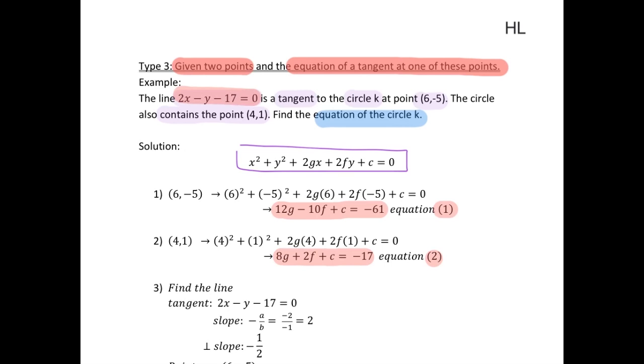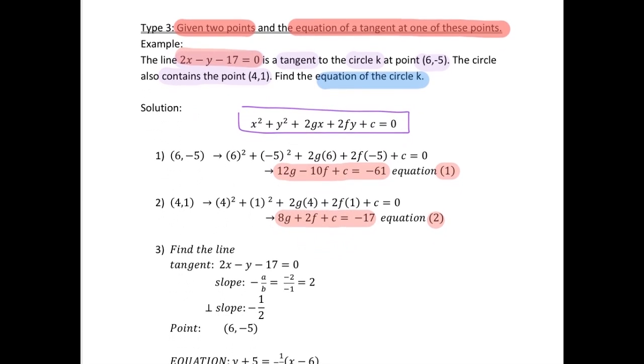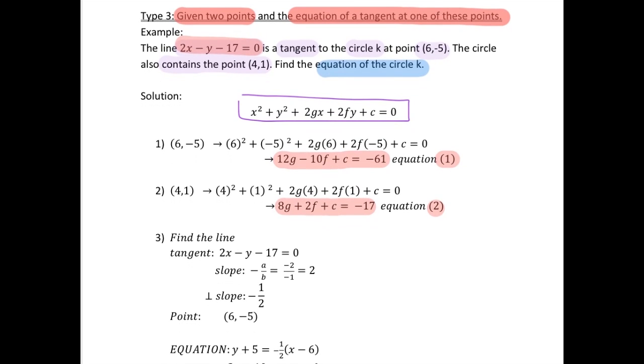So what we're going to do is, first of all, find the slope of the tangent line. Here I've rewritten the equation of our tangent line, and to get the slope we recall that the formula is minus a over b. When we do that, we find that our a is 2, our b is minus 1, so our slope is going to be 2. And if we get the perpendicular slope to that, we get a slope of minus 1 over 2.